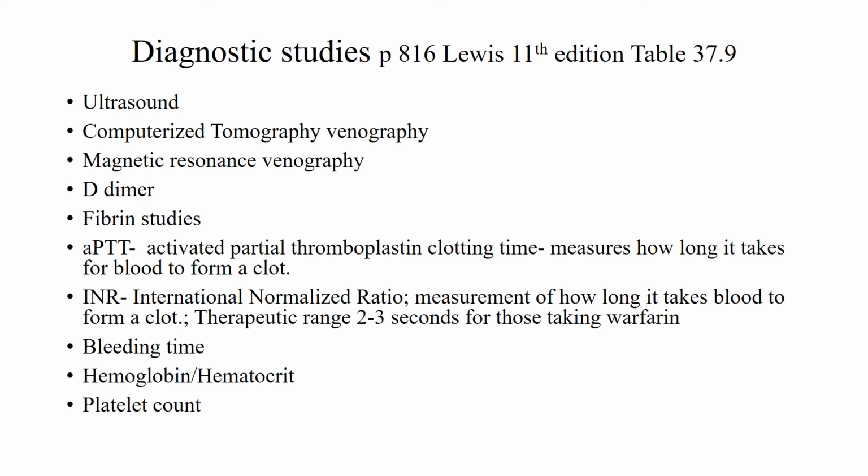Activated partial thromboplastin clotting time can be ordered, because that is the test that measures how long it takes for blood to form a clot. The INR, or international normalized ratio, can be ordered, and that is the measure of how long it takes the blood to form a clot. So if the patient is taking a blood thinner, for example warfarin, the therapeutic range here will be 2 to 3. Bleeding time is ordered, hemoglobin and hematocrit, and also platelet count.